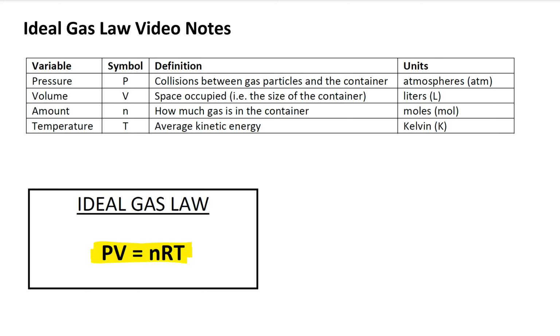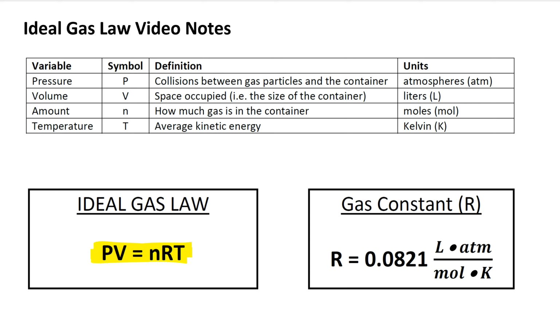Now, we have P, we know what V is, we know what N is, and we know what T is. So you might be asking yourself, what is this R in this ideal gas law equation? So R is referred to as the gas constant. This gas constant is a constant, meaning it doesn't change. So R is always going to have a value of 0.0821, and the units of liters times atmospheres divided by moles times Kelvin.